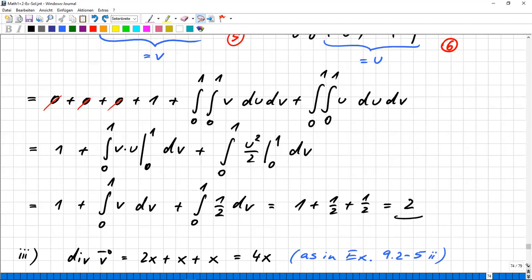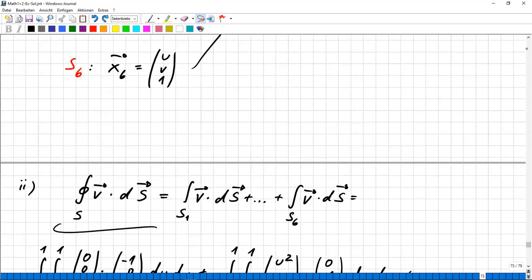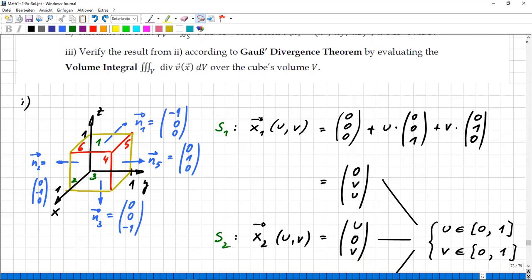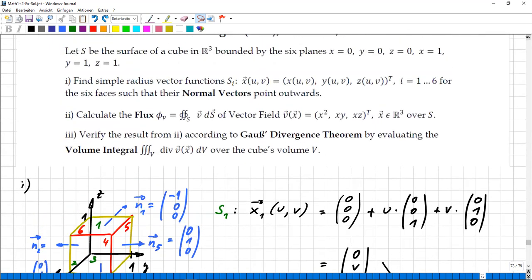And for the rest of it, let's just bring this to an end. It's just to verify this result by using the divergence theorem. What do we need to this end? Well, we need the divergence of the vector field, which we had calculated before. It's quite simple. And then we have to sum it up continuously over the inside of this closed surface, so over the volume of our cube.